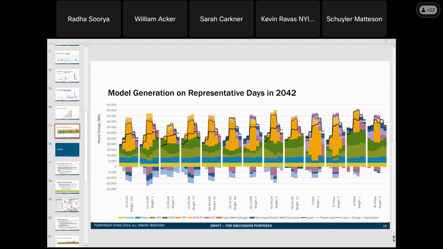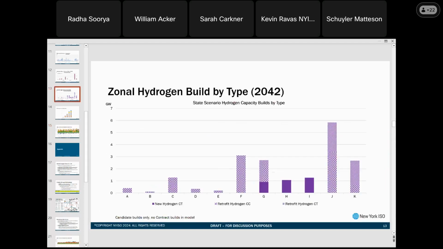Thank you. So I have a question on the hydrogen, and I know Bill will like this. On slide 13, I'm trying to see how it is currently distributed, and see Zone J has most of the retrofit hydrogen, both CTs and CCs, right? And that is almost 6 gigawatts. What is the total capacity of Zone J?